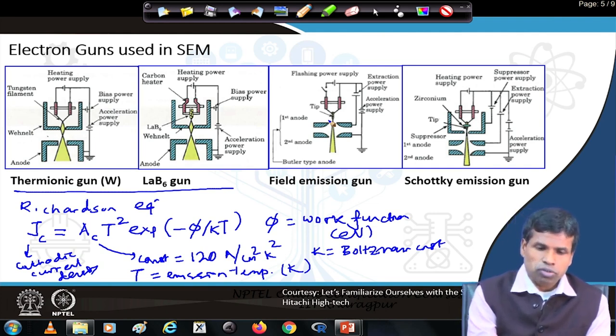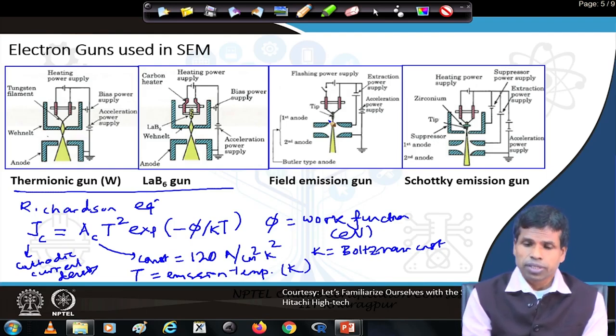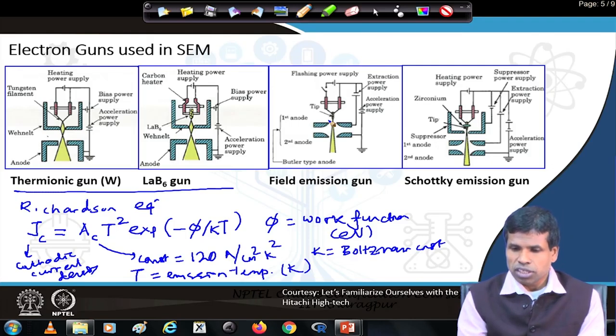For example, in case of thermionic gun, the tip size is around 100 micrometer. On the other hand, the tip size in case of field emission gun is approximately 5 to 10 nanometer, much smaller than that. So, this is the field emission gun. And then we have a Schottky emission gun.